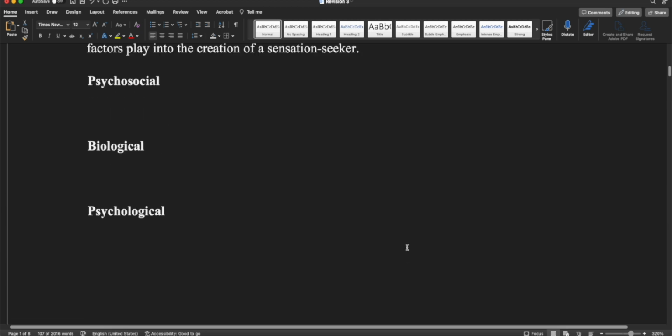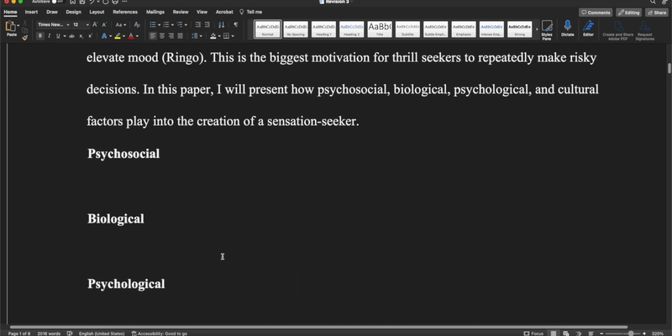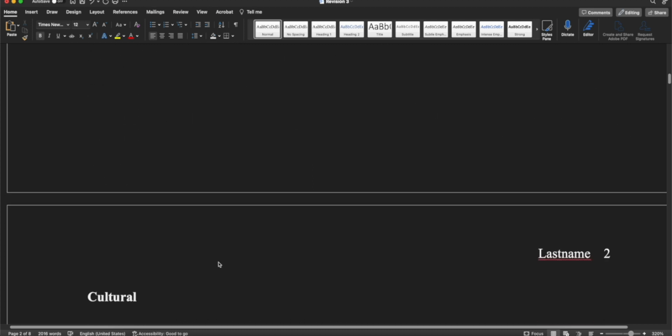We never really have a definition to differentiate psychosocial and psychological, and it's all kind of mixed together with biological as well. There's a lot of that. We do have a section on the cultural, though. So I would probably rearrange these, actually.